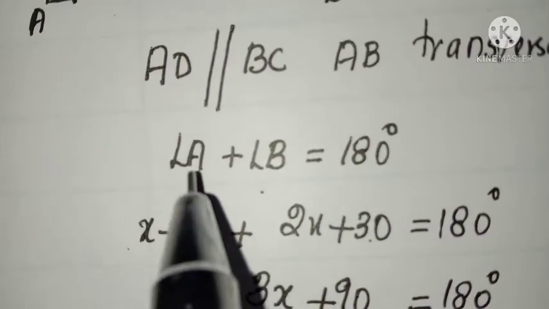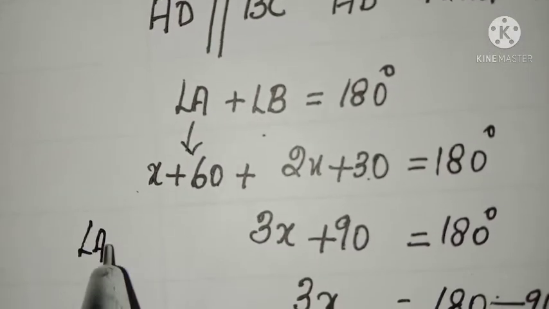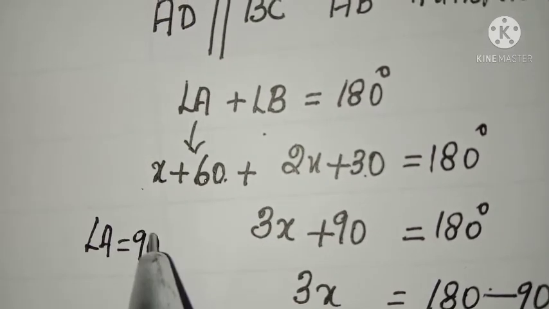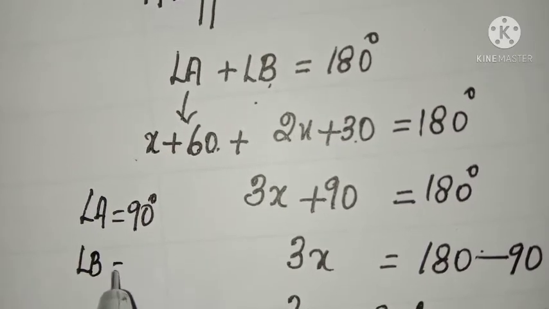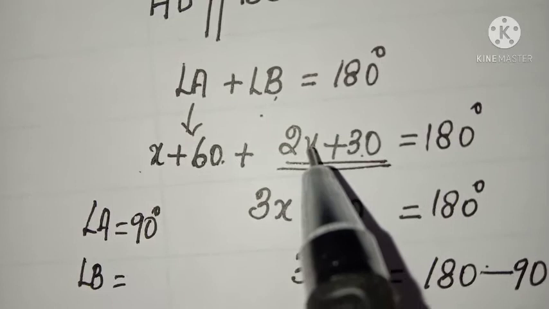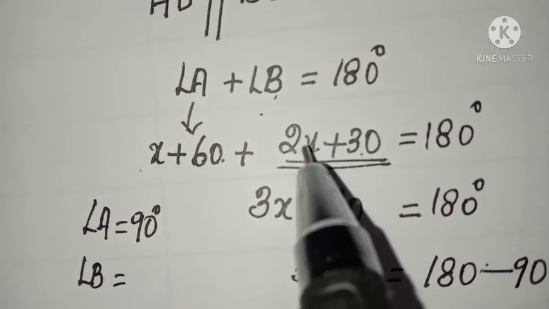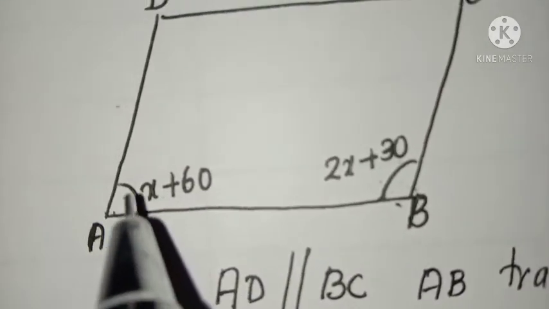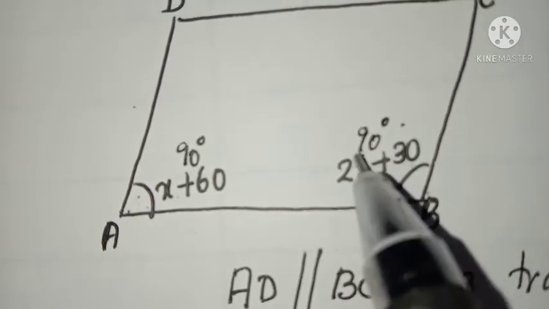Now listen, if x equal to 30, what is angle A? Angle A is equal to 30 plus 60. 30 plus 60 is 90. What is angle B? Angle B is 2x plus 30. Put x equal to 30 here. So 2 into 30, 60. 60 plus 30, 90. So both the angle A and angle B, both are equal to 90 degree.